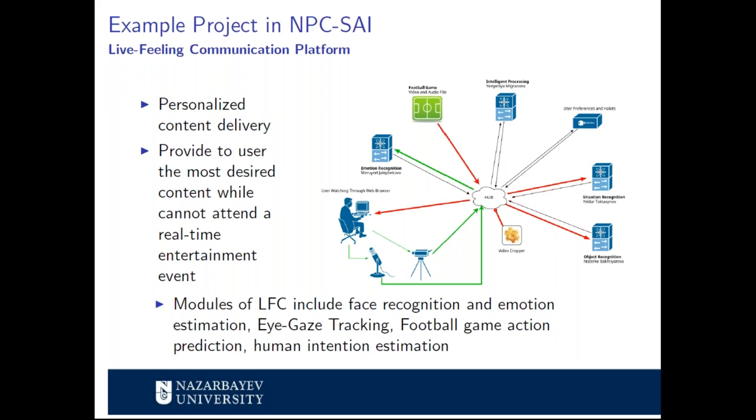We are building a system where, on one hand, we analyze all the available streams from the cameras at a football event. At the same time, we analyze the user's emotional expression and collect data about the user's preferences. In a real-time feedback loop, we provide the user modified content that corresponds to his or her individual preferences. For instance, in an attack, some users would want to see the defender, some the player, some will want to focus on the ball, and some will want the view from the back, and so on.